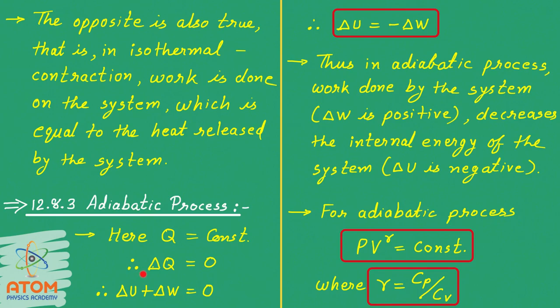Now because delta Q is 0, as per thermodynamics first law we can say that delta U plus delta W will also be 0, and thus we can write that delta U is equal to minus delta W. This shows that when delta W is positive, delta U will be negative. So this indicates that in adiabatic process, work done by the system, that means when the work is positive, decreases the internal energy of the system, means delta U becomes negative.